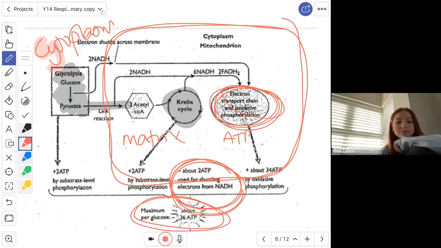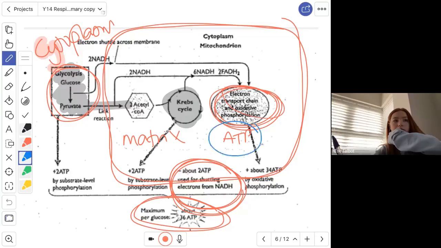phosphorylation. The ATP that's made in glycolysis is called substrate level phosphorylation, whereas the one in the electron transport chain is oxidative phosphorylation. So we're getting most of our ATP made by oxidative phosphorylation at the electron transport chain. So hopefully that makes sense.